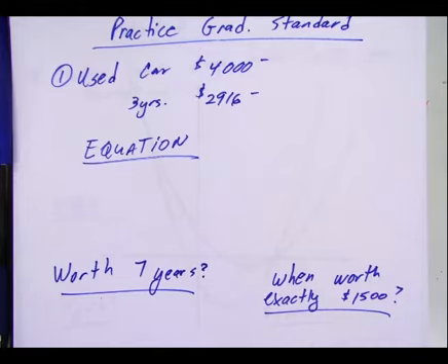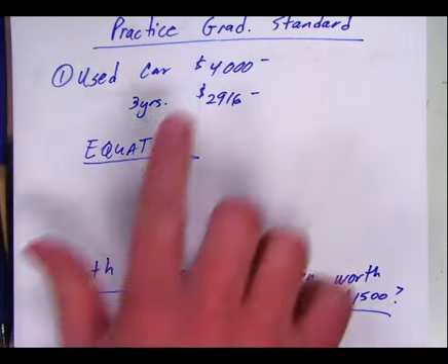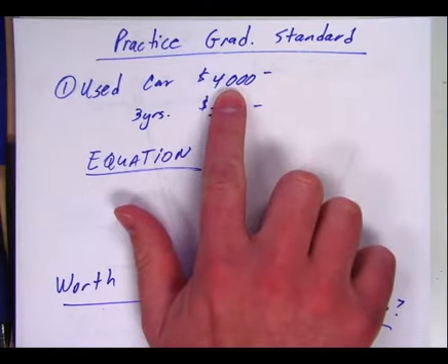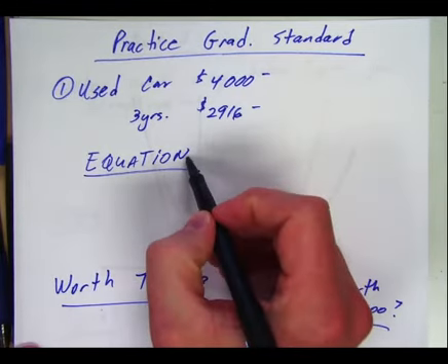In this video, let's take a look at a practice grad standard so that we're ready for the grad standard, which is tomorrow. The idea is you're going to have two types of questions. One type of question is where you're going to have a price of a used car, which we know drops by some percentage. Therefore, we know that it's multiplication based. And your job is going to be able to write the equation for it.